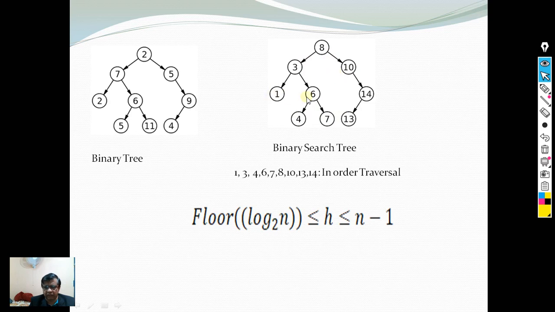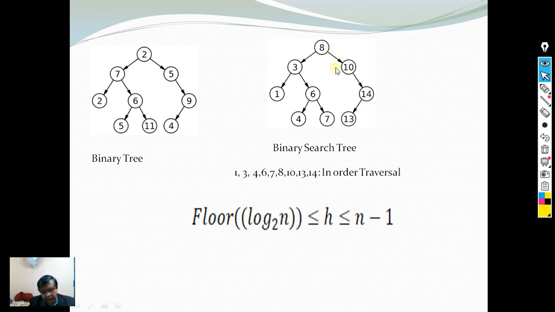1 2 3 4 5 6 7 8 9. Okay, so h is this, actually h should be 3. Height involves 3 paths, 1 2 3, from here till here. It's not a vertical height. We should not be confused by defining the vertical height of a tree's height. No, it's not that way.